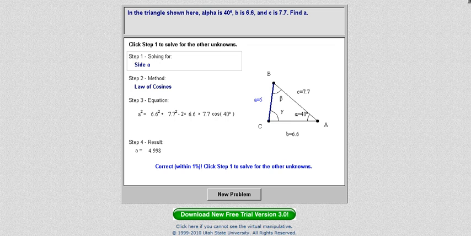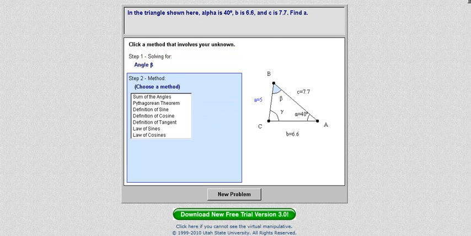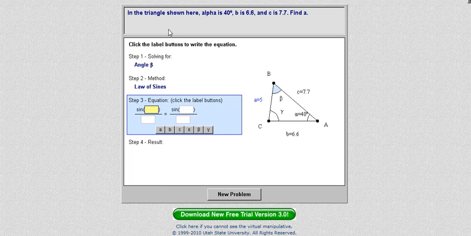So at this point I know all three of the sides and I know one angle, so I can solve for the other two angles one by one. So I click on solving for, and I'll solve for beta. We're going to do that using the law of sines, and we know that sine beta over b is equal to sine of alpha over a.